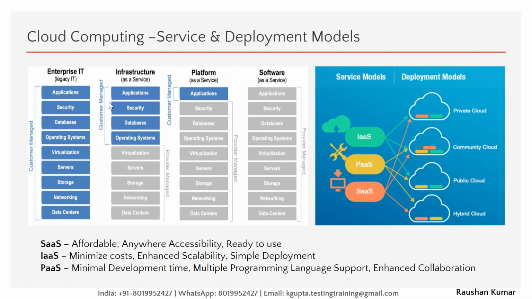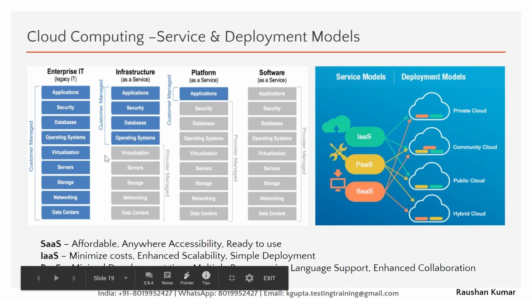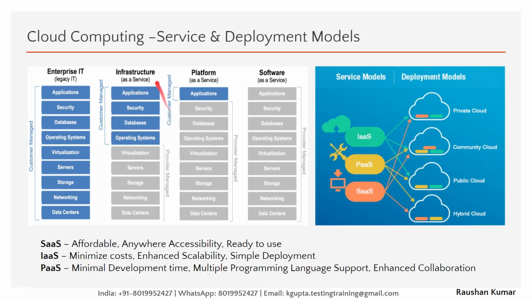And infrastructure as a service is what most of the companies, the bigger companies, use. They rely on the cloud service provider for these things down below till virtualization. They pay for what they use, and they get the control over these things. So those are the service models.